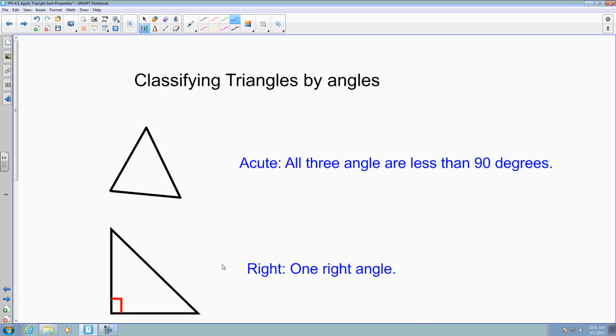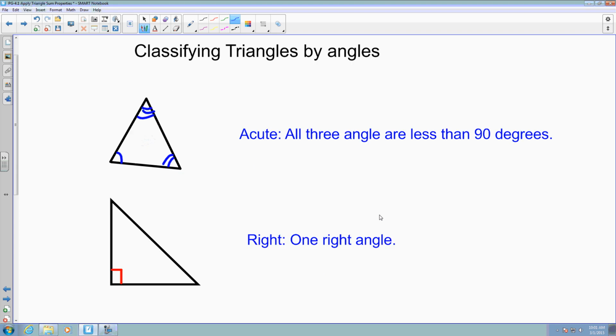The other classification of triangles is displayed by its angles. So the first one up there is called an acute triangle. An acute triangle means that all 3 angles are less than 90 degrees. So all of these interior angles here would be less than 90 degrees.